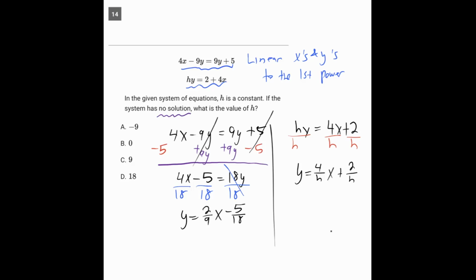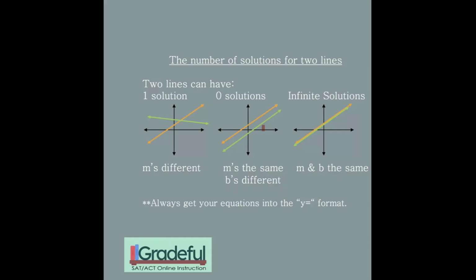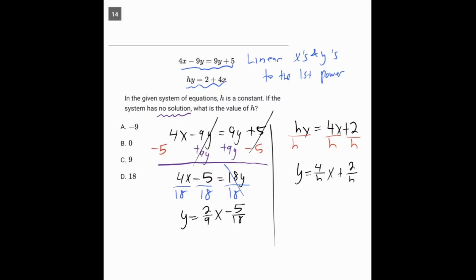So we have our two equations in the slope-intercept format, and according to our rules here, no solutions is the idea that the slopes have to be the same, even though the y-intercepts are different. So all we need to do is take our two slopes and set them equal. These are both in mx plus b format. And so we know that the slopes are simply the things that are in front of x. And those slopes are 2 over 9 and 4 over h.